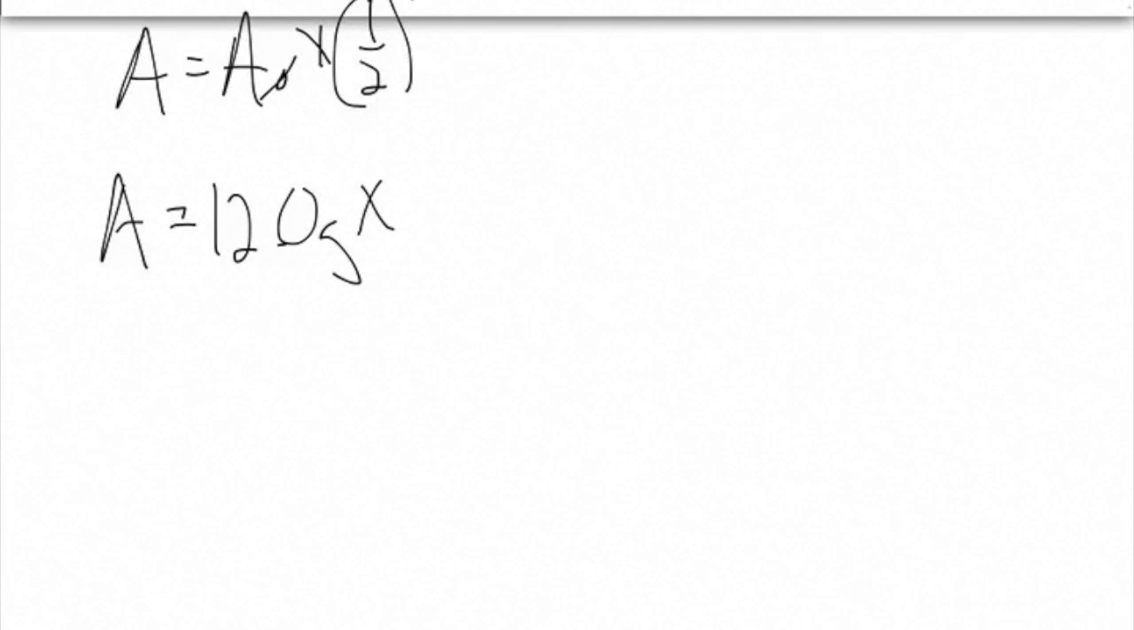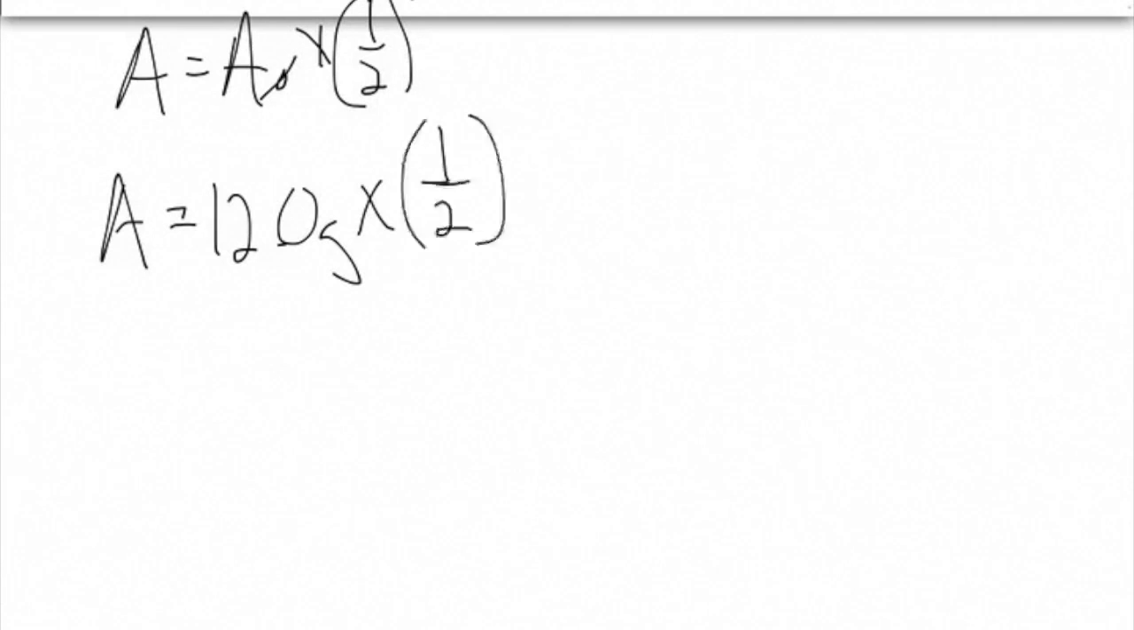So if the half-life of protactinium-234 is 6.75 hours, and you start with 12 grams, how much will remain after 27 hours? So if we use the formula, the amount remaining equals the starting amount times 1/2 to the power of the number of half-lives. And then we start plugging in. The amount remaining will be 12 grams times 1/2 to the power of the number of half-lives.